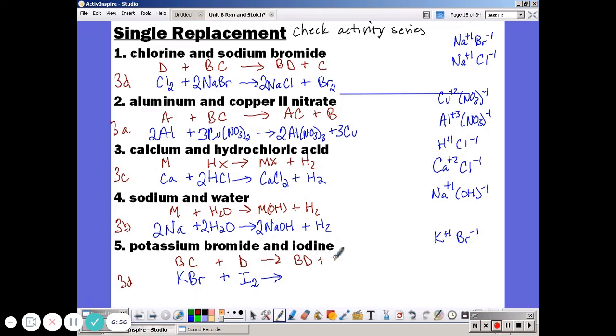So we check, is iodine higher than bromine? So we look on our activity series for halogens, and iodine is actually under bromine. So this is no reaction.